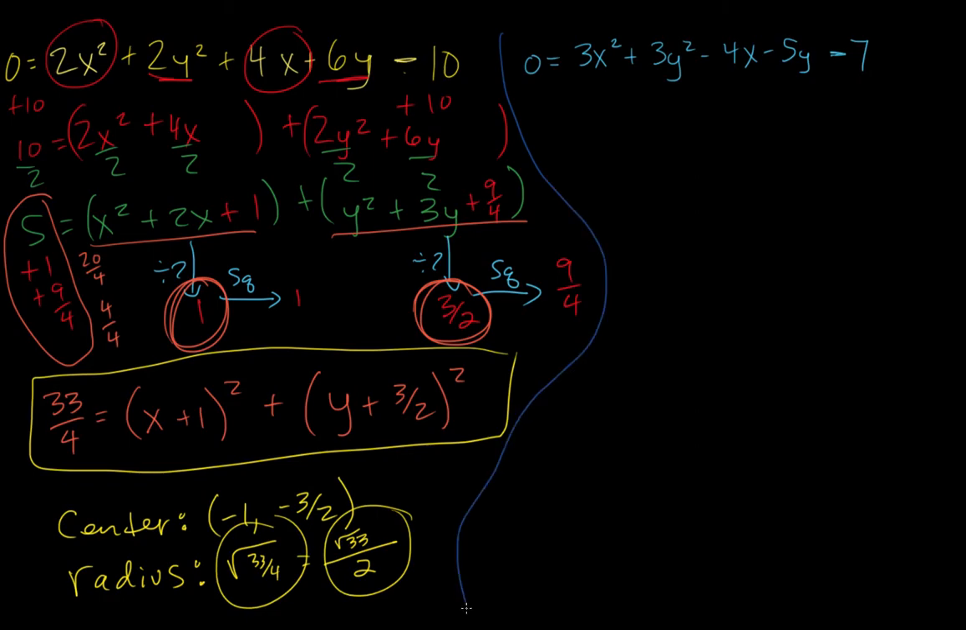Now let's try this other one. So we move the constant over here, so add 7, add 7. And then I'm going to group my x's and group my y's. Then we divide by the a term. And rewrite what we have.